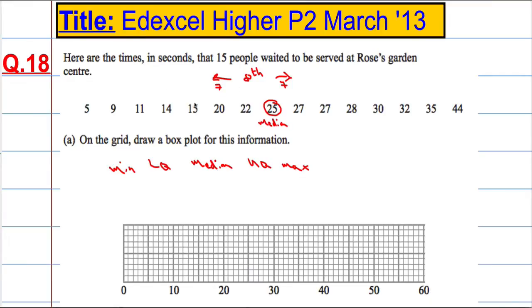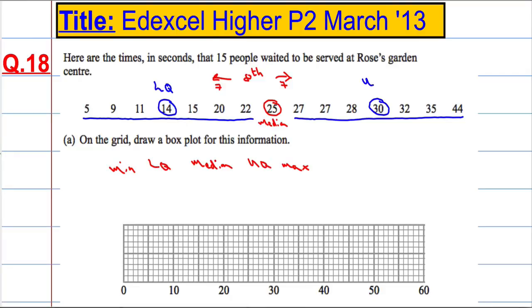Okay, now to get the lower quartile, I need the median of everything to the left of the median. So I need the median of this part here in blue. 1, 2, 3, 4, 5, 6, 7 pieces of data, which means the median of that group must be the 4th, and that's what we call the lower quartile. And the upper quartile, done in the same way, I need the middle value of everything to the right of the median. 1, 2, 3, 4.